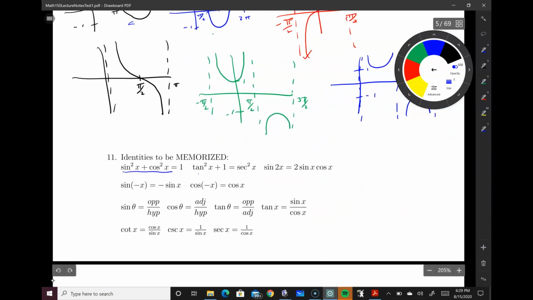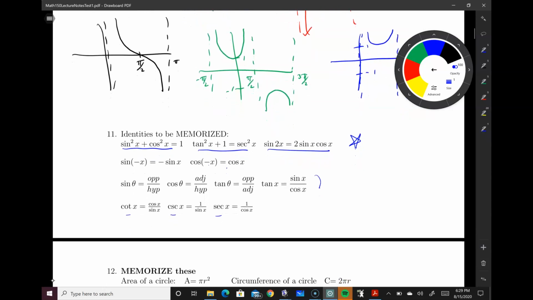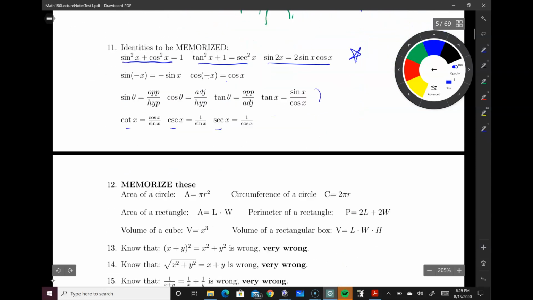These are identities you're going to need to algebraically know. There are many trig identities, but these are the 3 you really need to know. Sine squared plus cosine squared is 1. Tangent squared plus 1 is secant squared. You just have to have that memorized. Sine of -x is negative sine of x. Cosine of -x is just cosine of x. And this is just playing with SOHCAHTOA, and then knowing the relationship of secant, cotangent, and cosecant in relation to sines and cosines. So be very familiar with those.